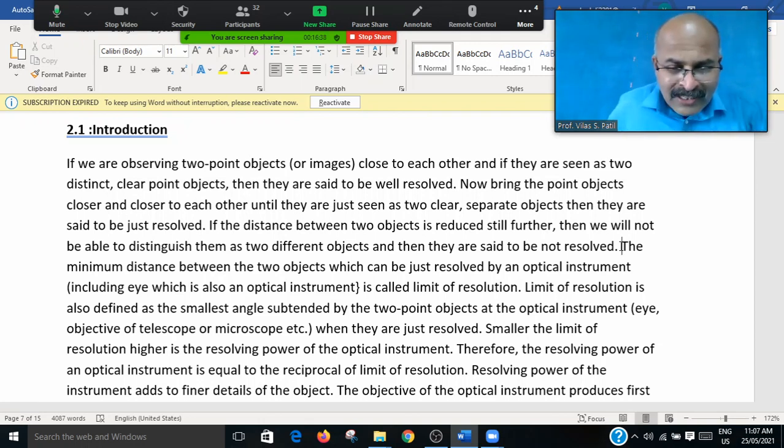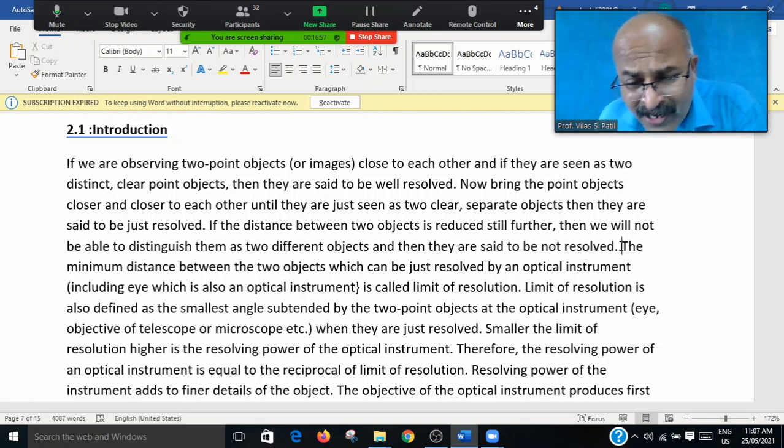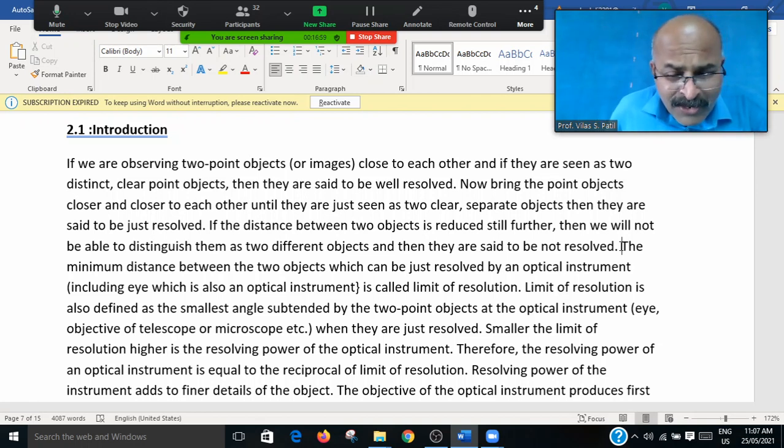just resolve hotat. Asha position madhe apan alo, if the distance between two objects is reduced still further, they will not be able to distinguish the two different images, and that will be known as not resolved. And the minimum distance between two objects which can be just resolved by the optical instrument, that will be known as the limit of the resolution.